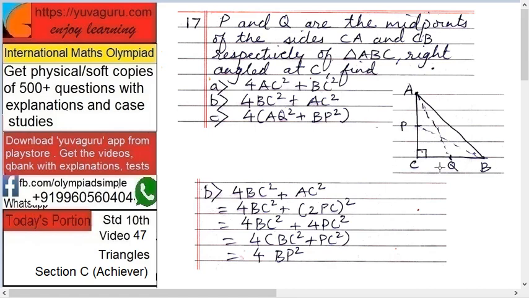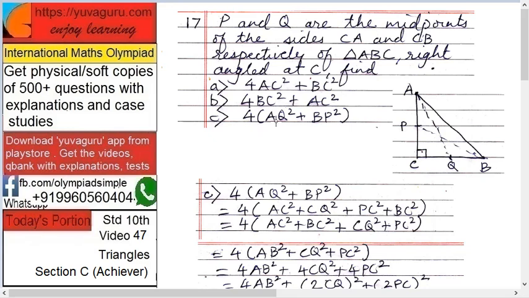Next, 4 BC square plus AC square. This is what we have to find out. I think it's a similar one. So 4 BC square plus AC square. AC square is what? 2 PC square, right? AC equals to 2 PC, right? So do the same. 4 PC square, 4 common, BC square plus PC square, that is BP square. Therefore the answer is 4 BP square. Quite easy one.